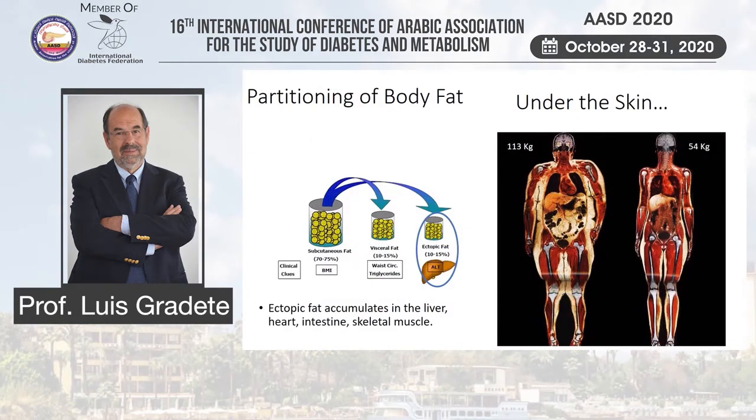What is the fat in our body? We know that 75% is subcutaneous, 10 to 15% is visceral, and we have more or less 10 to 15% ectopic. Ectopic fat accumulates in the liver, heart, intestine, and skeletal muscle.